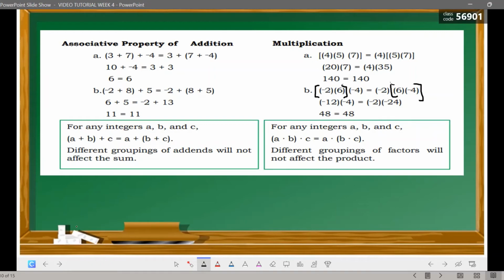Okay. Then next, where's the cursor? Okay.